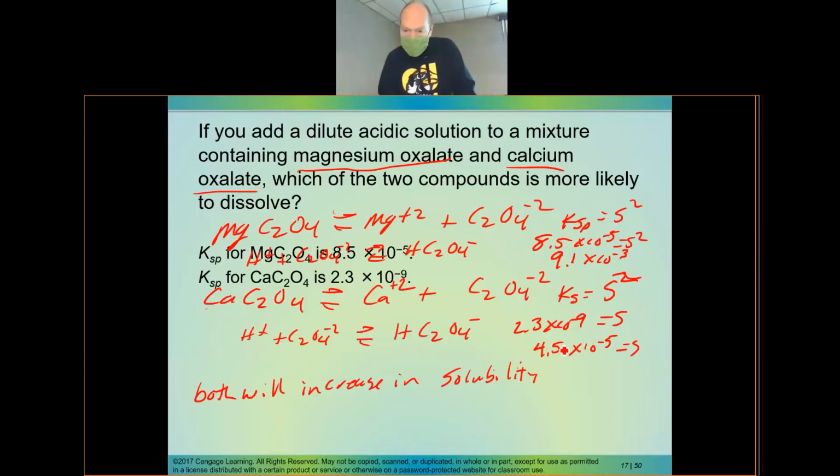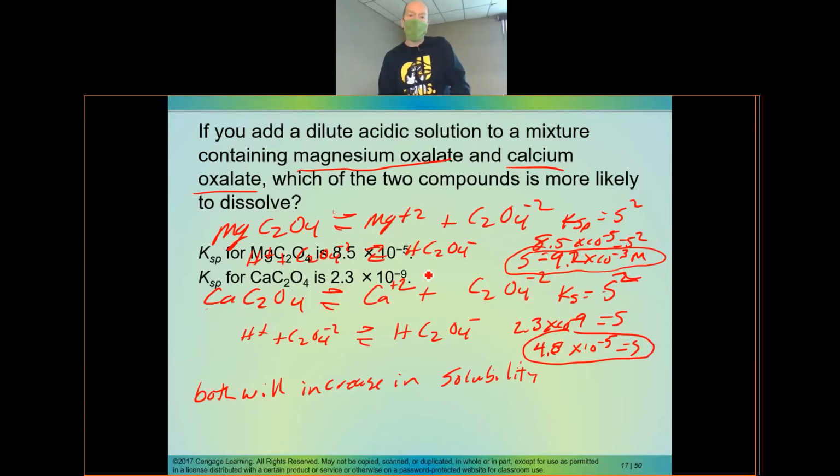That's actually 4.8 times 10 to the minus 5, and that is 9.2. Okay. All right, and so we see that our solubilities, obviously this one is more soluble, this one is less soluble.